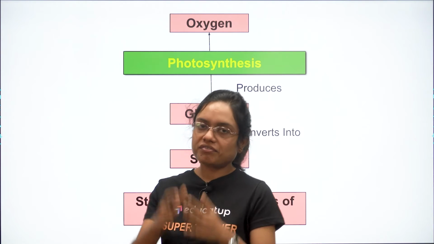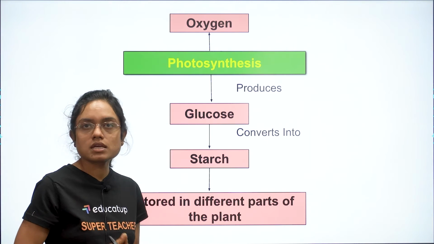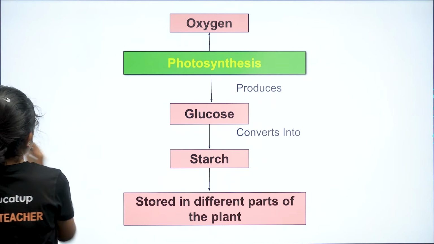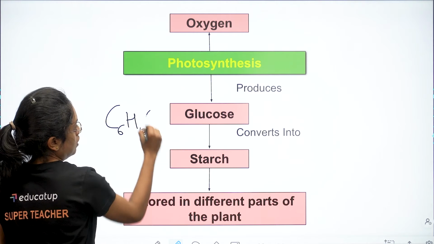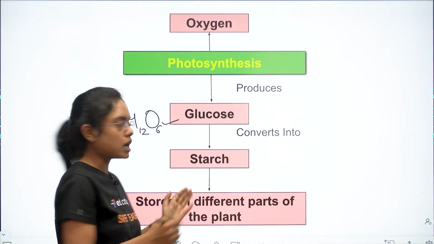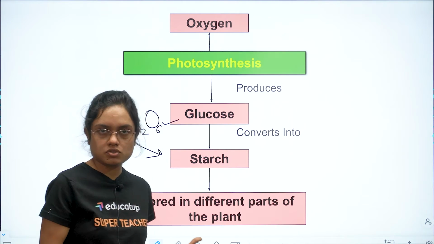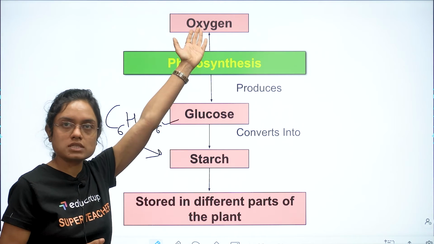Now basically if we just summarize the process of photosynthesis, then photosynthesis produces glucose, and the formula for glucose is C6H12O6. The same converts into starch. So again the formula for starch is also the same, but only the form is changed. Then this starch is stored in different parts of the plants and oxygen is released out.